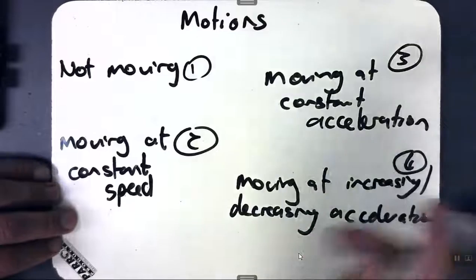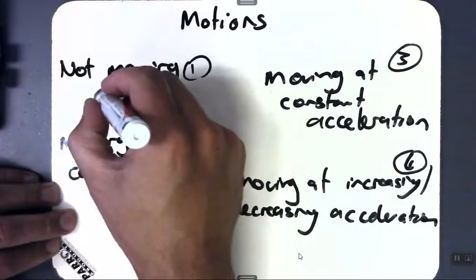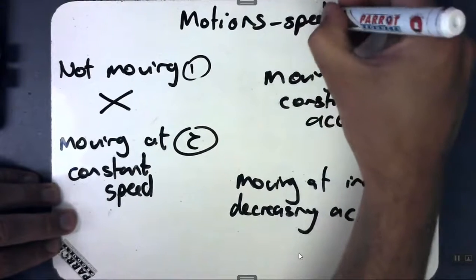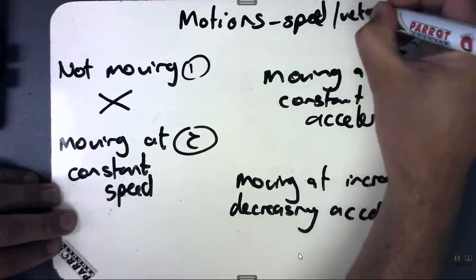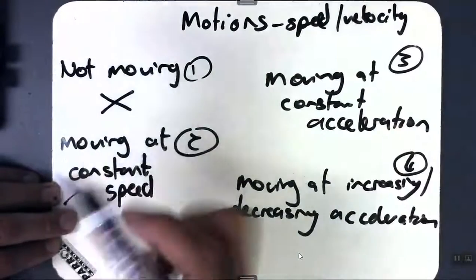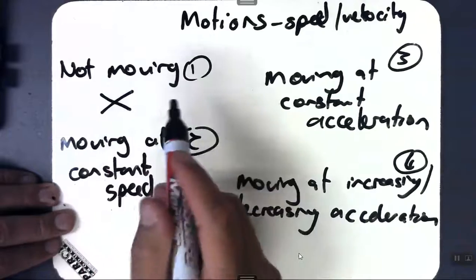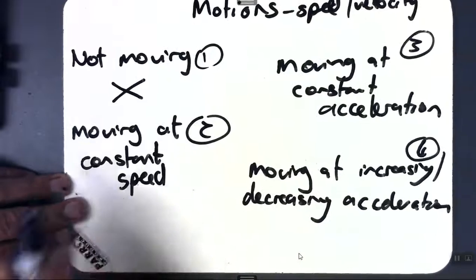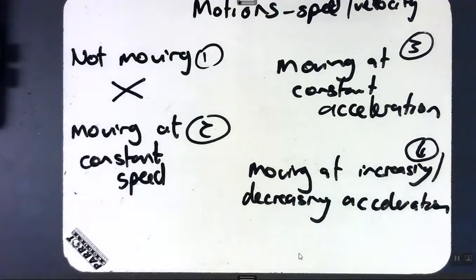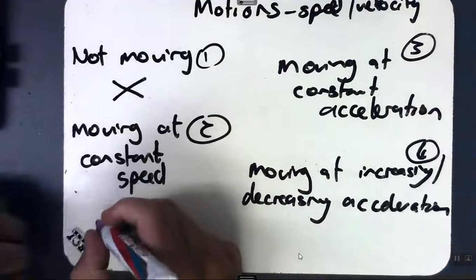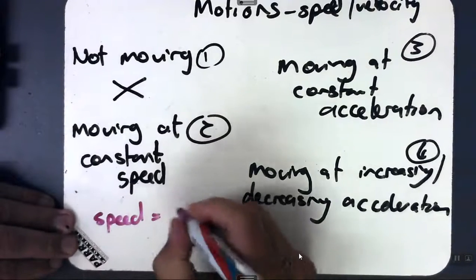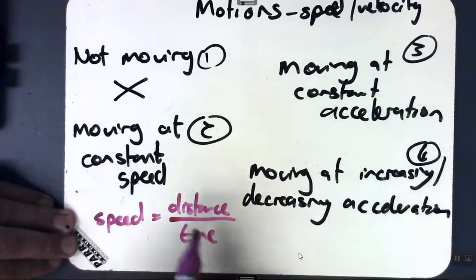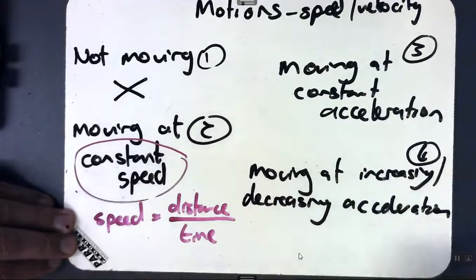Now, what is important to know here is that when an object is not moving, we can't calculate its speed or velocity, because it's zero. So we can say 0 meters divided by the time, and that's just going to give me 0. When we're using constant speed, there is a formula that you've learned all the way in checkpoint that says speed is distance over time. Okay, and that is the formula that we use for constant speed.